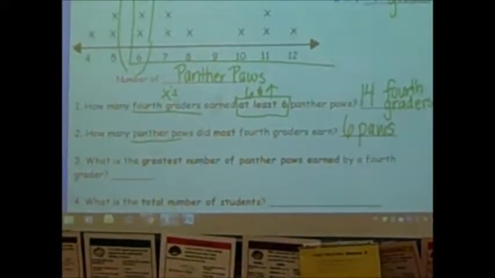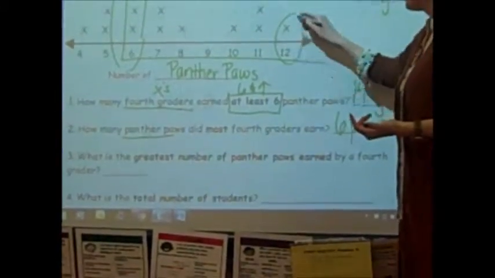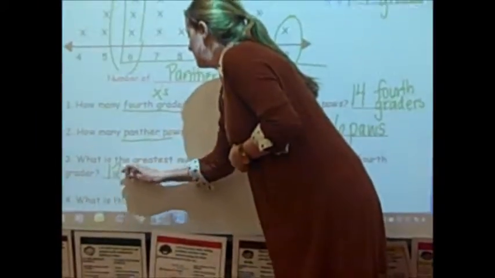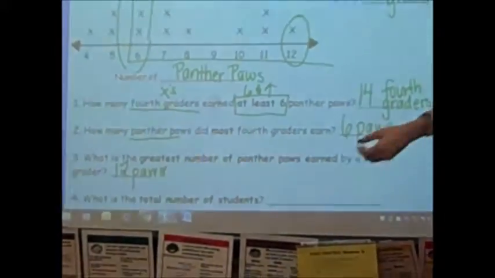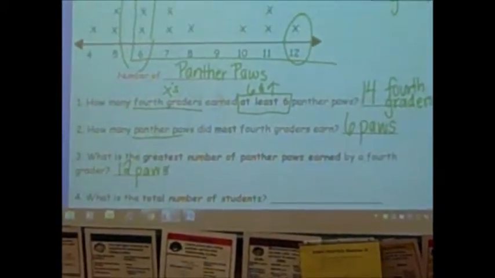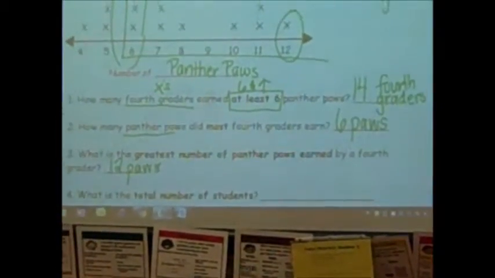That's the next one. So the next one is, what's the greatest number of Panther Paws earned by a fourth grader? This would be 12. This is where they have to really read the question and think about it as they're reading it, and not just look for keywords and say most, it's this one, least, it's this one.